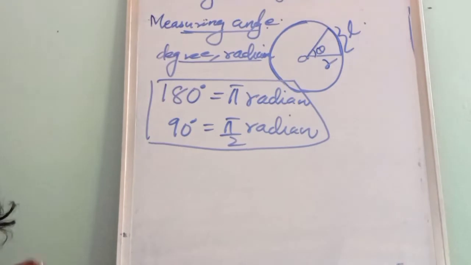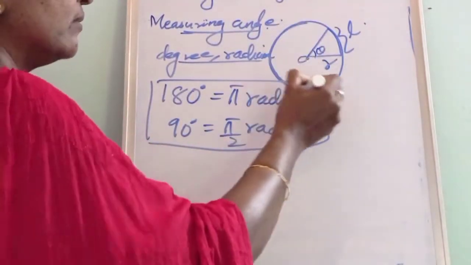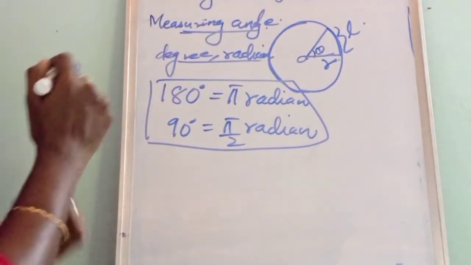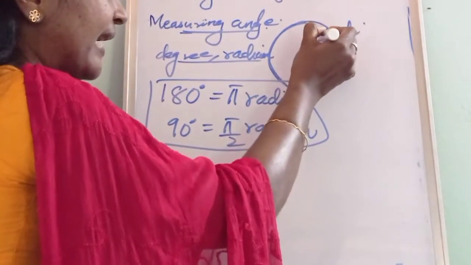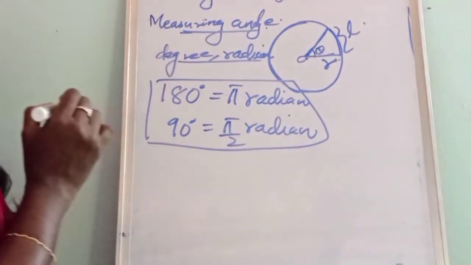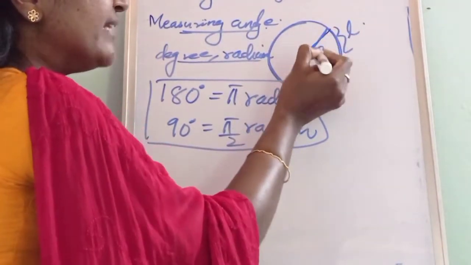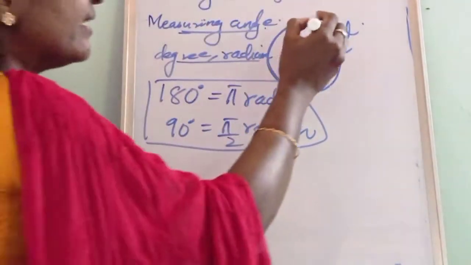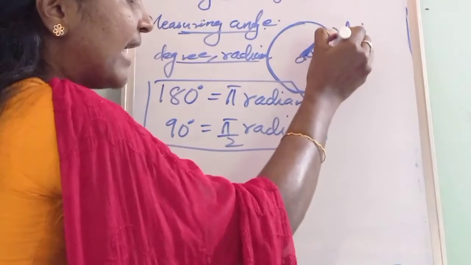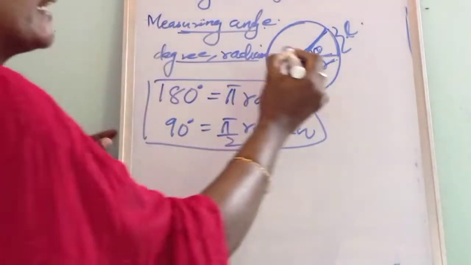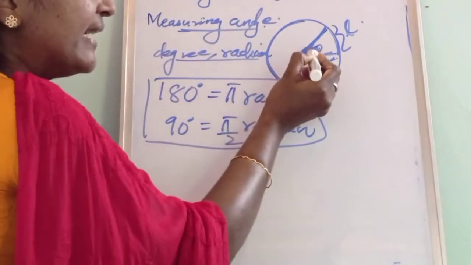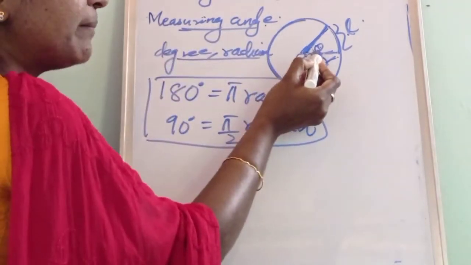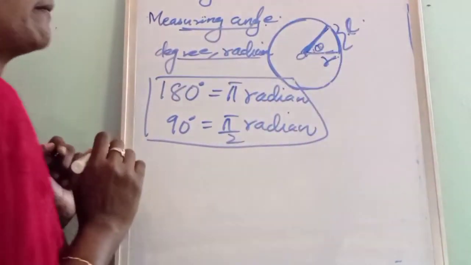Next, we can consider a circle of radius r. Then we can make a line at an angle of theta from this radius, and we can draw another line. Here we get an arc having length L. The radius is represented as R, the angle swept out by this radius is represented by theta, and this much arc length is represented as L.